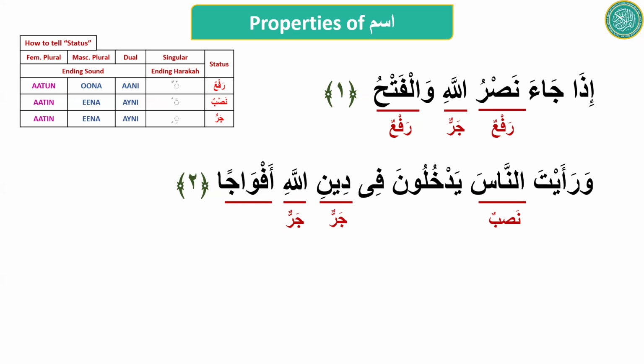Afwajan. I believe, because it's Fatiatani, it's also Rafa. Are you sure, brother? Think again. It is ending with Fatha. It's Nasab. Very good. Yeah, if you look at the table, the second line is for Nasab.